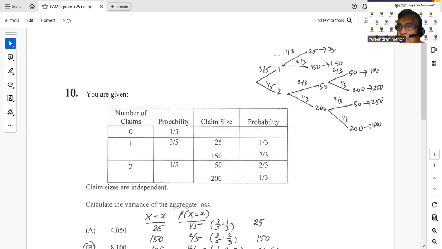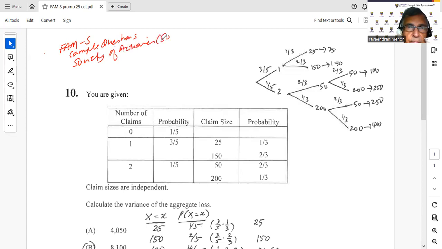We are at number 10 of the FAM-S sample questions. And I think I've said it quite a few times already. These questions are available on the Society of Actuaries website. The solutions are also given there. You can look up the solutions. But this is question number 10.